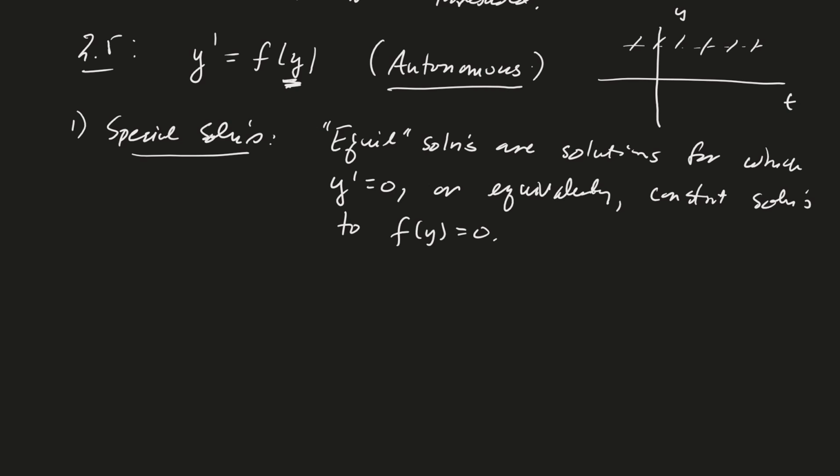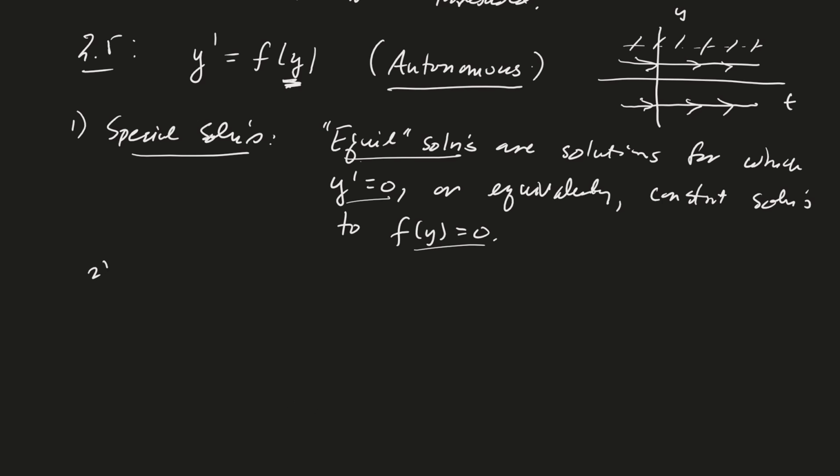And so you can see, right, that if you have y as a constant, then y prime would be 0, and then if f of y is equal to 0, the differential equation is satisfied. And so those solutions are called equilibrium solutions. You can find the equilibrium solutions in the direction field because they'll just be solutions that are horizontal lines. Good. All right.